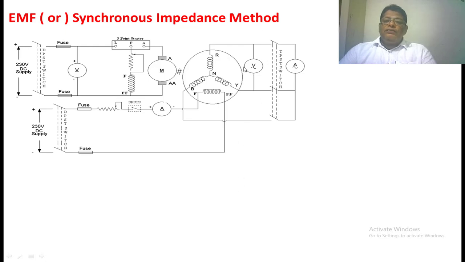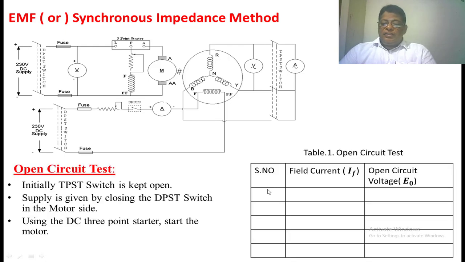The voltage we are getting here is the line voltage, but we want the phase voltage, so we have to divide by root 3. Then we get the phase voltage. Here is the table: this is the field current, and this is the open circuit voltage. In this table, by varying the field current, note down the voltmeter readings, up to 10 to 12 readings. Now we are going to conduct the SC test.